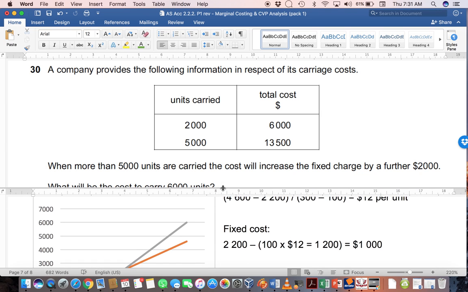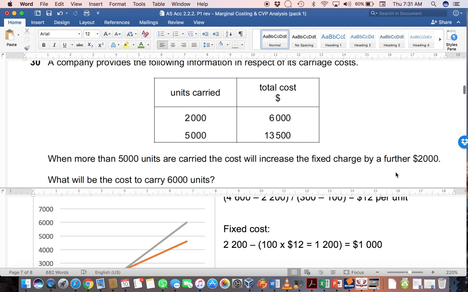Let's now have a look at question 30. A company provides the following information in respect of its carriage costs. You can see that the units carried at 2,000, the total cost was $6,000, and if they carried 5,000 units, the total cost was $13,500. When 5,000 units are carried, the cost will increase the fixed charge by a further $2,000. So what will be the cost to carry 6,000 units?